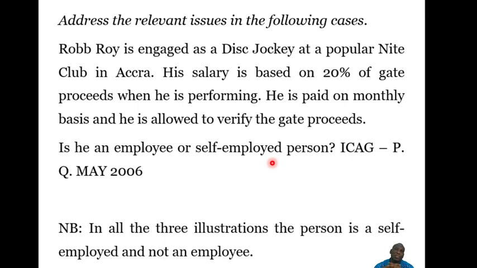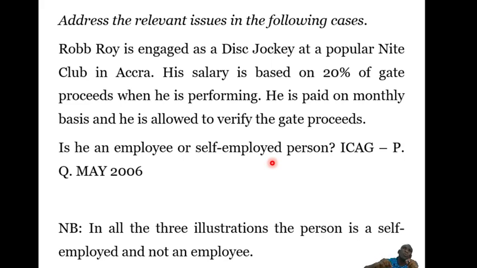Rob Roy is self-employed and not an employee for the following reasons. Number one, he is not on a fixed salary. He is on a fluctuating salary. Why? Because employees enjoy fixed salaries. Why are we saying he's on a fluctuating salary? Because his salary is based on 20% of the gate proceeds, only when he is performing. Which means that if he is not performing, he doesn't earn anything. And even if he is performing, until a lot of gate proceeds come, he doesn't get more salary. If there are less gate proceeds, there will be less salary for him.